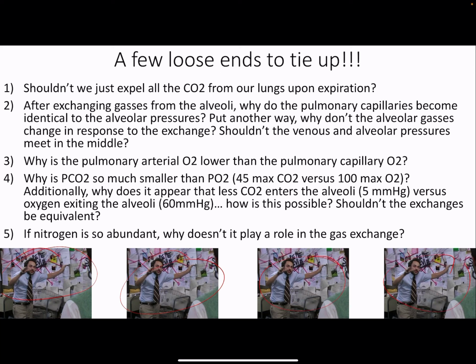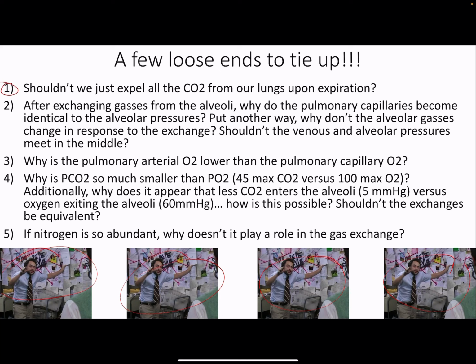So, weird tidbit, conundrum, conspiracy theory number one to tie up. Shouldn't we just expel all of the CO2, right? Why do we have 40 CO2? Shouldn't it be maybe like 40 CO2, but then 0 CO2 after we exhale? That seems weird. So that's number one.